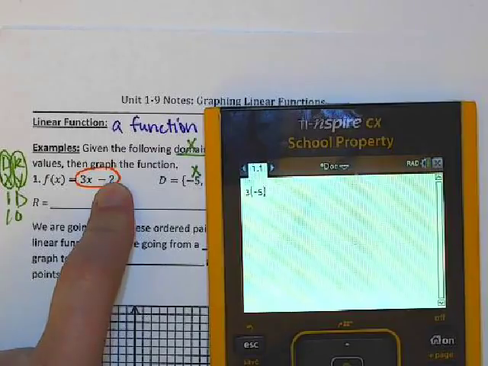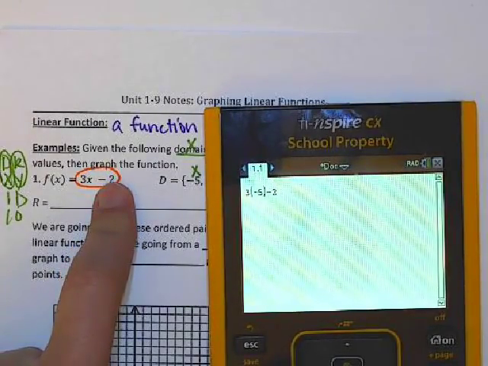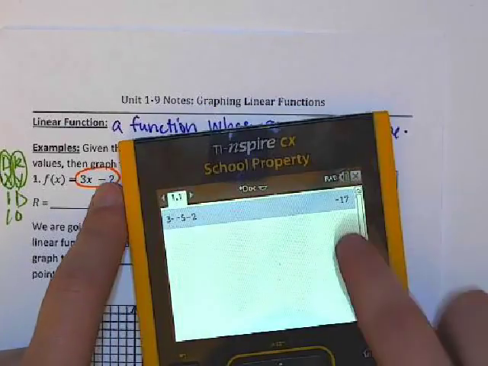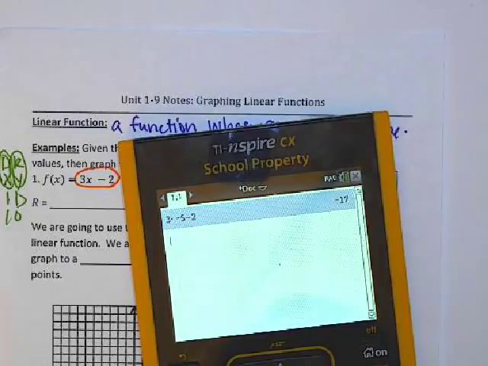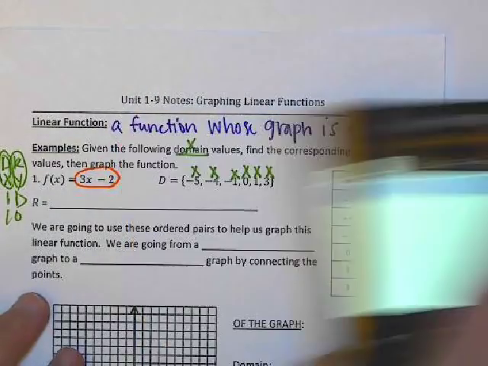-2. Equals, Enter. -17. And I get what? -17. And that's representing what? What is that? Y. My y. Good.